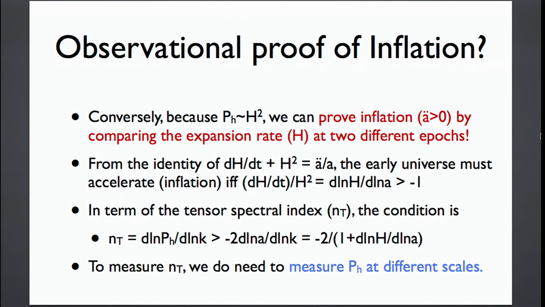So if you just do the little math, the a double dot over a is dH/dt plus H squared. So equating this thing greater than 0 means that the time derivative of H over H squared is greater than -1. So if you do that, that's the observationally proving that inflation really happened in the early time. So in terms of the language that people talk about, n_T, the primordial tensor index, that is a little bit complicated because you have to relate the d log k to d log a. But then anyway, you can write down this equation. So this requirement is that n_T is greater than -2 over this number, d log H over d log a.